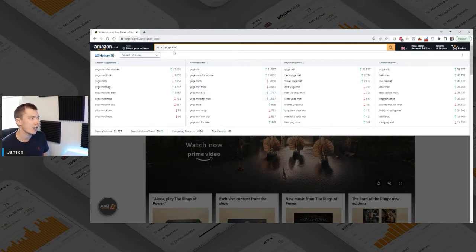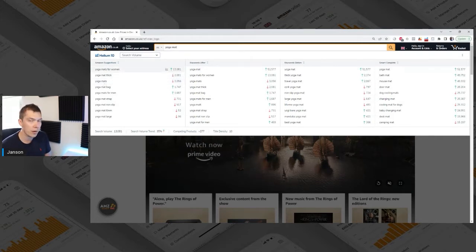So we can see we've typed in yoga mat here, and you can see Amazon's usual suggestions. And really helpfully, Helium 10 is telling us what the search volume is. So how many people per month are using the phrase yoga mats for women on Amazon? And we can see it's 13,000. And when we have a quick glance up and down this list, we can actually see that yoga mats for women is the most commonly used term. It's actually more popular than yoga mats or yoga mat.